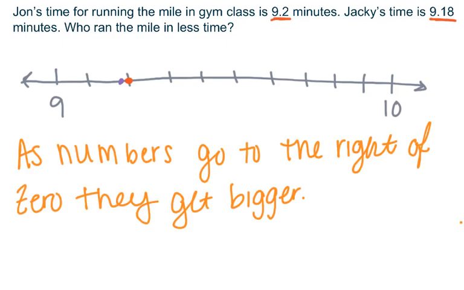So who ran the mile in less time? As numbers go to the right of 0, they get bigger. So 9.18 would be smaller because it is closer to 0, and 9.2 would be greater. So who ran the mile in less time? Jackie.